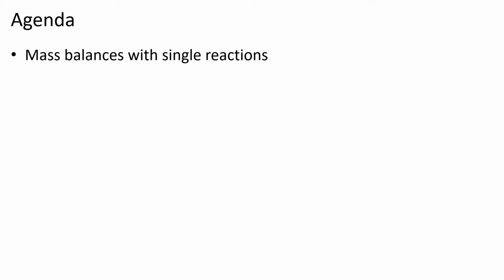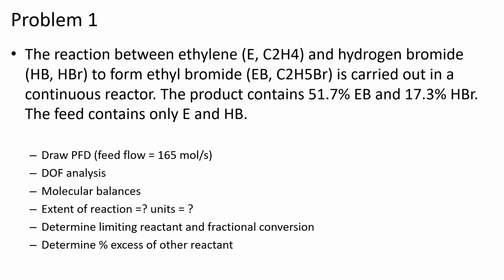In this lecture, we're going to perform a mass balance on a reactor that has a single reaction. In this particular problem, ethylene, which we're going to represent with the letter E and has the chemical formula C2H4, reacts with hydrogen bromide, which we'll represent with the letters HB and has the chemical formula HBr. These two reactants form ethyl bromide, which we'll use EB to represent and has a chemical formula C2H5Br. This reaction is carried out in a continuous reactor.